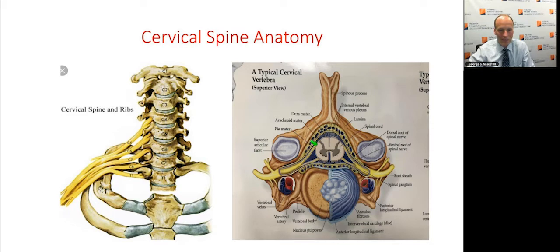Each level has an exiting nerve root to the left and right, and adjacent to the vertebral disc is the vertebral foramen, which houses the vertebral artery. And the vertebral artery goes up and connects and forms the basilar artery, which is the posterior circulation to the brain through the circle of Willis.